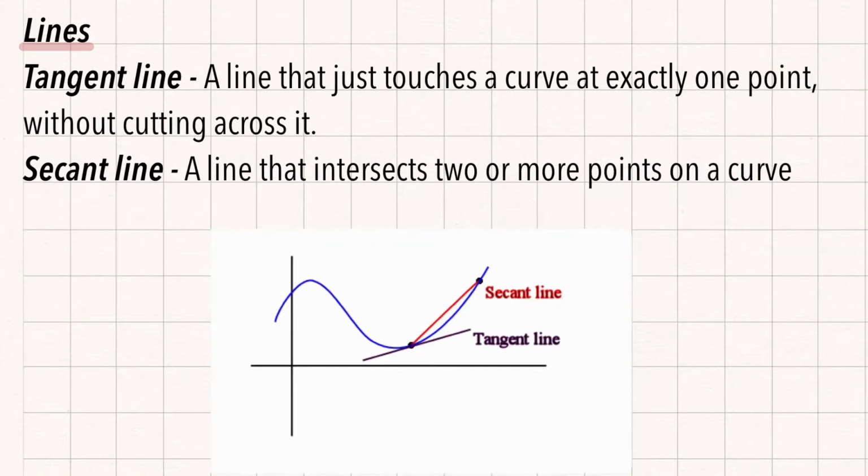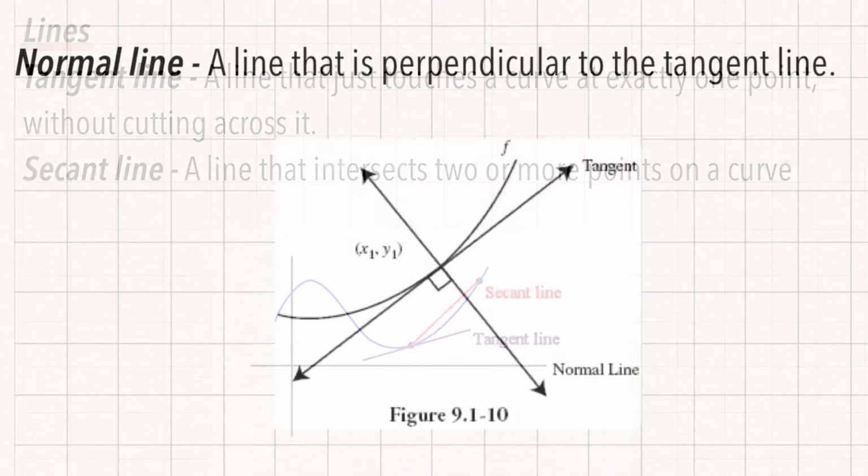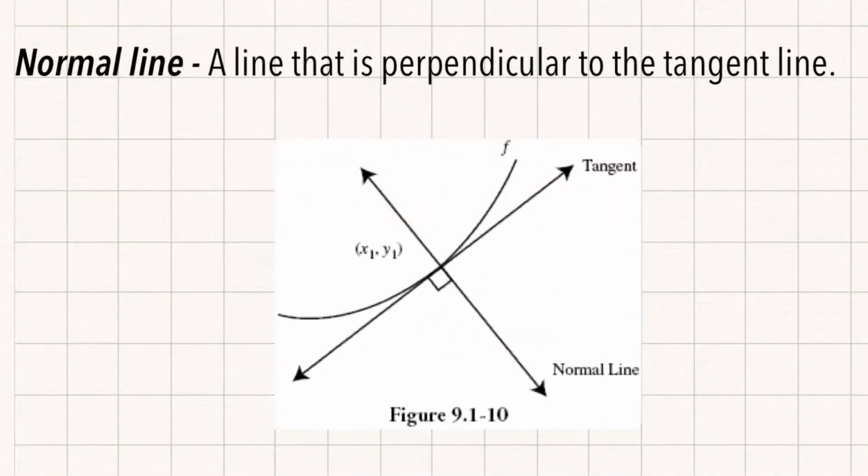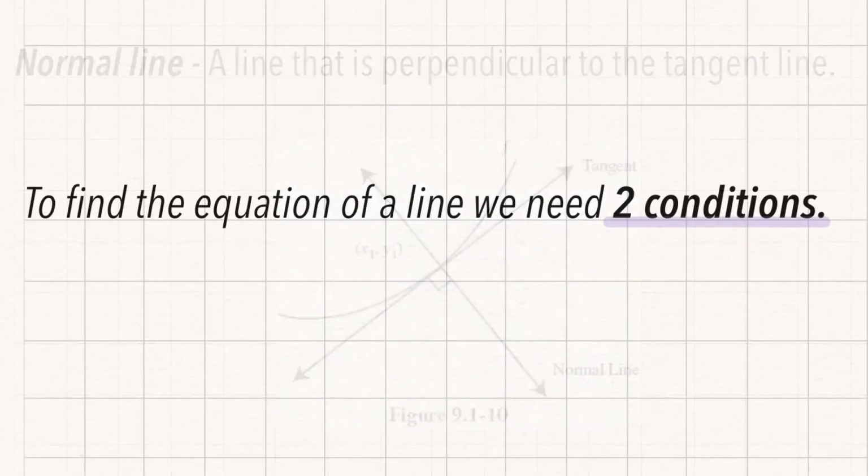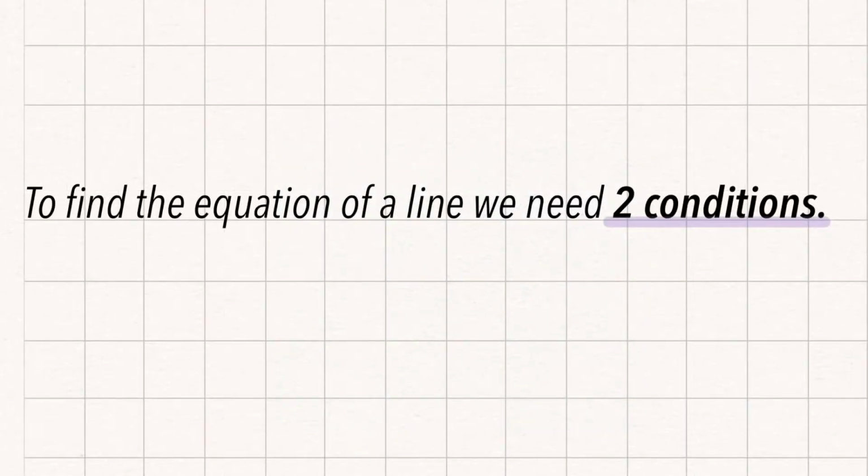Tangent line, a line that touches a curve at exactly one point without cutting across it. Secant line, a line that intersects two or more points on a curve. This can be seen in the picture. Normal line, a line that is perpendicular to the tangent line. The normal line and the tangent line are negative reciprocals of each other. To find the equation of a line, we just need two conditions.